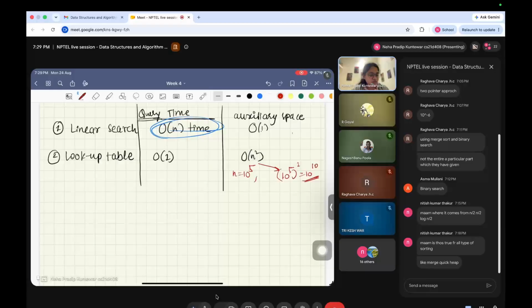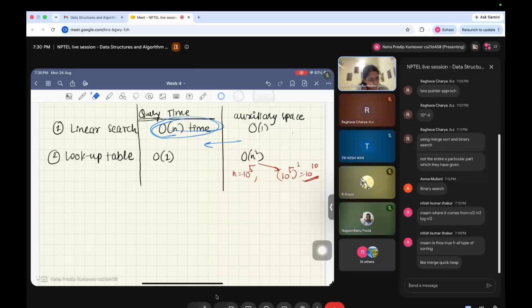I should not have just two options, that either you have this large amount of space, or if not, then you're just doomed in terms of time. So can you do something in between? Maybe I don't want to give you order n square space, I'll give you something like order square root n space, but can you give me a time which is better than order n? That's the question.